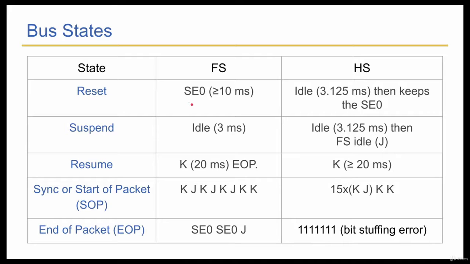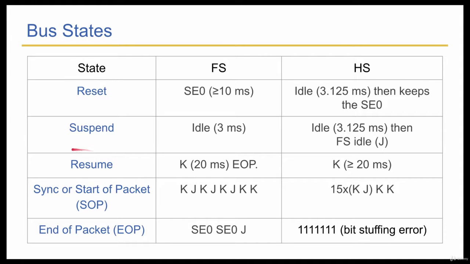As simple as this. The next state is suspend. The USB device will understand that it should change its state to suspended when the bus is idle for longer than 3 milliseconds. So in other words, if no data were transmitted in the last 3 milliseconds, the USB device will know, okay, I should be suspended now. And this is mainly just to save power.